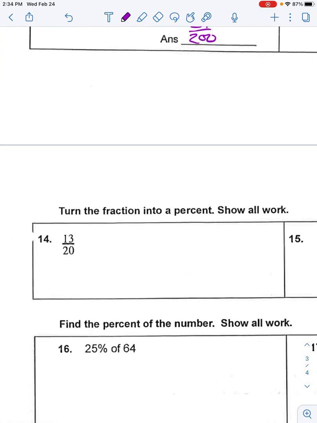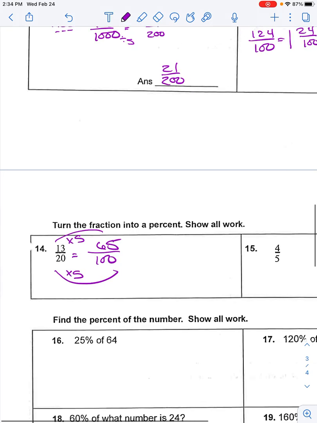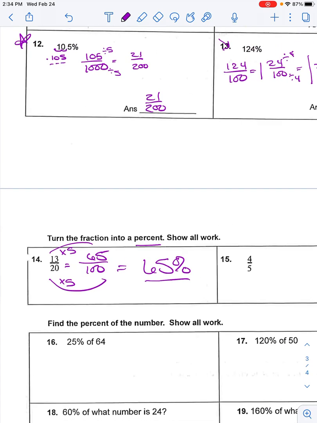Now we're going to turn the fraction into a percent. Percentages are always out of 100. So let's multiply by 5. Multiply by 5. So 65/100. So that's a fraction. We want a percent. 65 out of 100 is 65%.